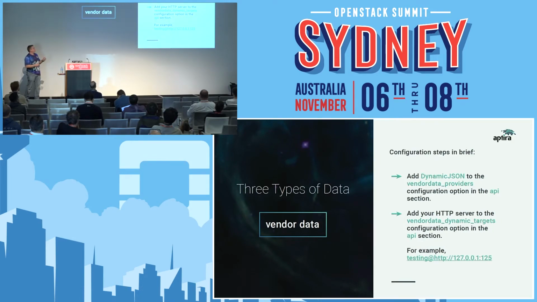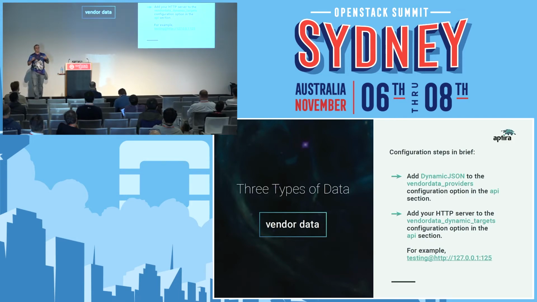Now, to configure dynamic JSON, you need to add it to the vendor data provider's configuration entry in the API section of the Nova config. And then you need to add a target in the amazingly tersely named vendor data dynamic targets entry in the same section of the config file. So the example below here is an entry called testing that is running at that URL, including a port.